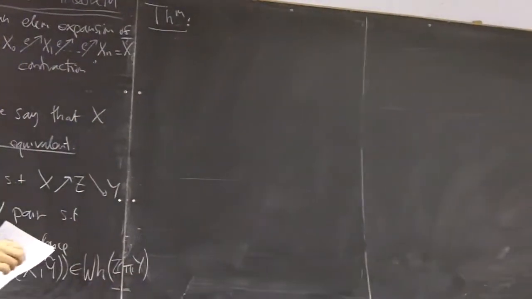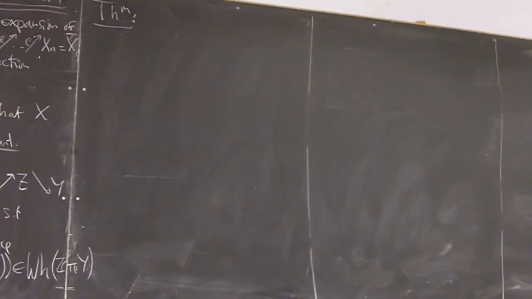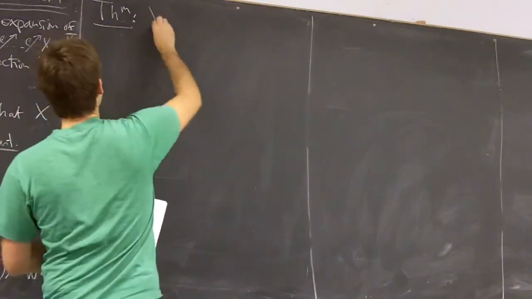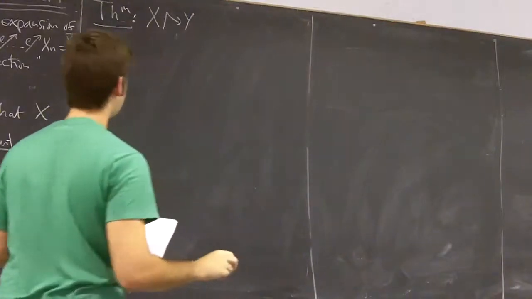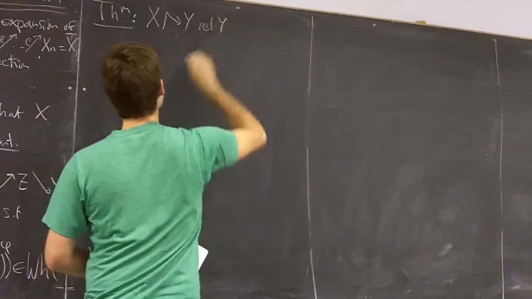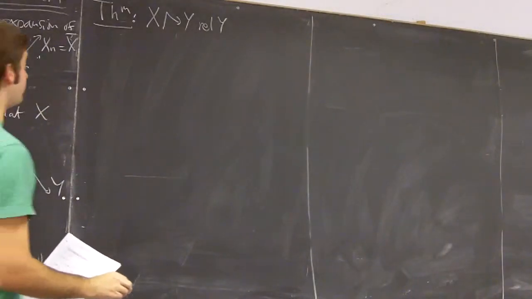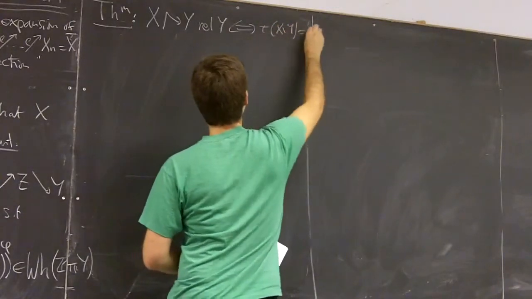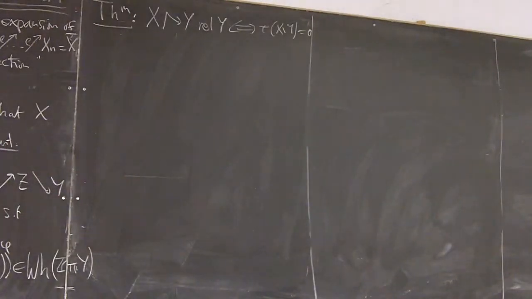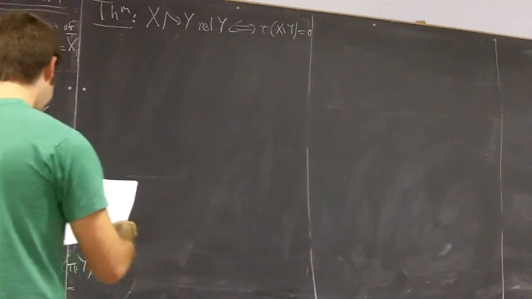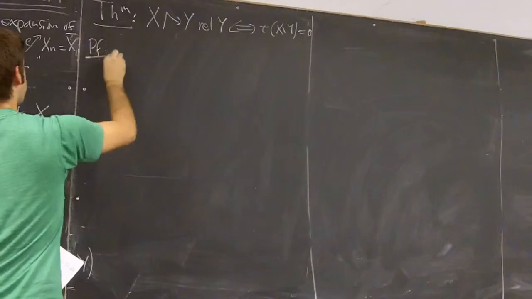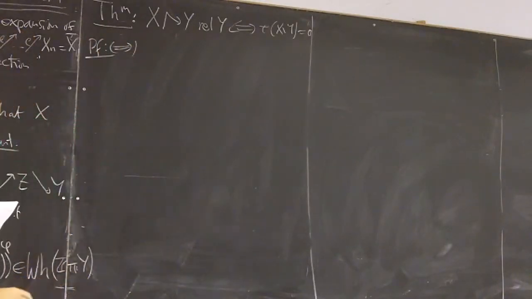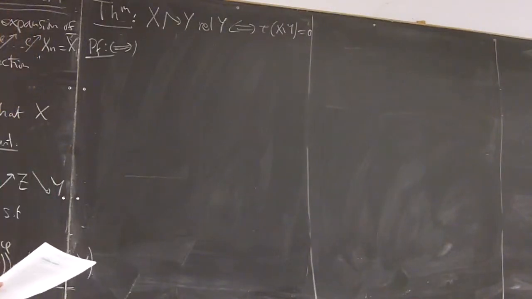Okay, and let me prove that X and Y being simple homotopy equivalent corresponds to having torsion 0. So X is simple homotopy equivalent to Y, rel Y, so we're not expanding or contracting anything in Y, just in X minus Y, if and only if this torsion is 0. So then this corresponds with what we said was simple homotopy equivalence before in s-cobordism theorem. So the proof in one direction is fairly straightforward, and the other direction requires a little bit more work.